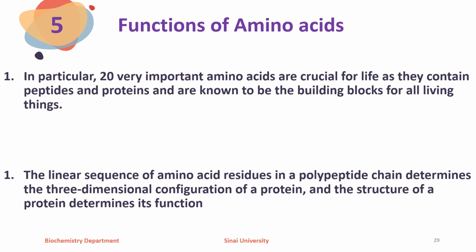Functions of amino acids: 1. In particular, 20 very important amino acids are crucial for life as they constitute peptides and proteins and are known to be the building blocks for all living things. 2. The linear sequence of amino acid residues in a polypeptide chain determines the three-dimensional configuration of a protein, and the structure of a protein determines its function.